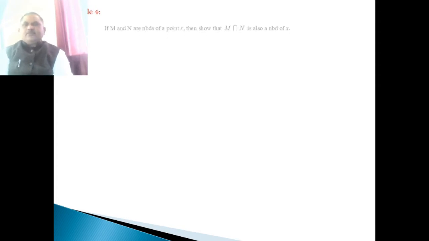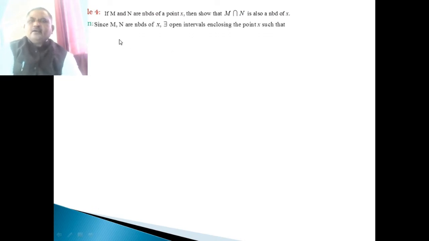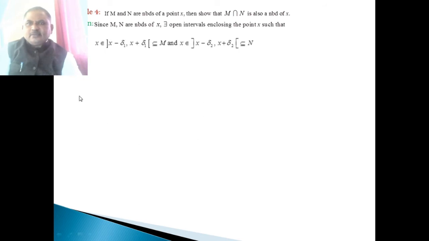Next, example number 4. If M and N are neighborhoods of a point x, then show that the intersection of these two sets is also a neighborhood of x. Since M and N are neighborhoods of x, by the definition there exists an open interval including the point x such that x belongs to this open interval, a subset of or equal to M. N is a neighborhood of x, means there exists an open interval such that x belongs to this open interval, a subset of or equal to N.